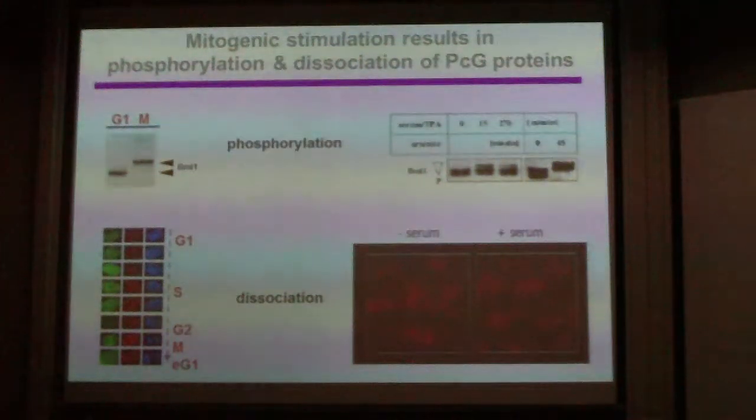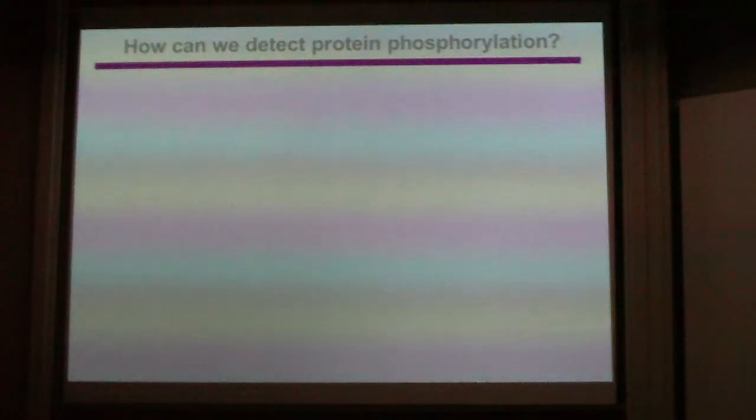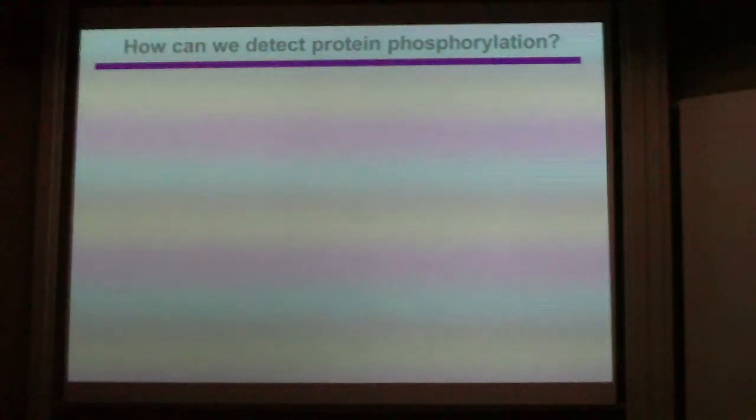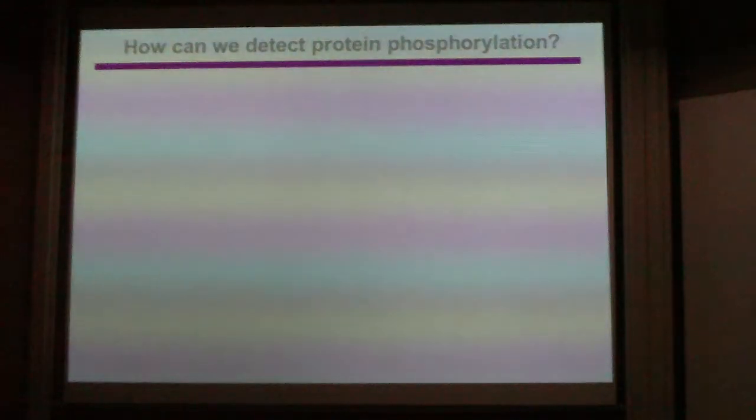So now, my first question to you is, what other way could we use to detect phosphorylation other than by looking at its shift in band size? Do you have an idea how to do this? So how can we look at phosphorylation specifically? Nobody? Even for a trip to Hawaii?